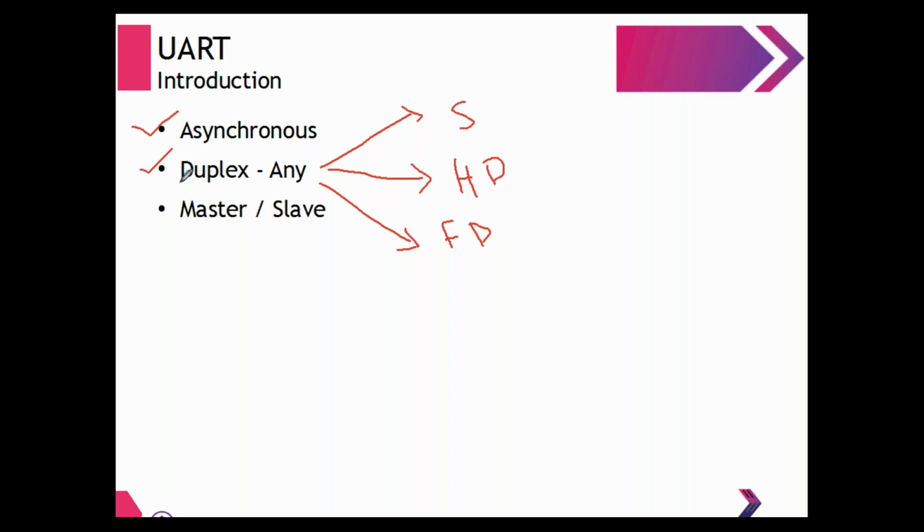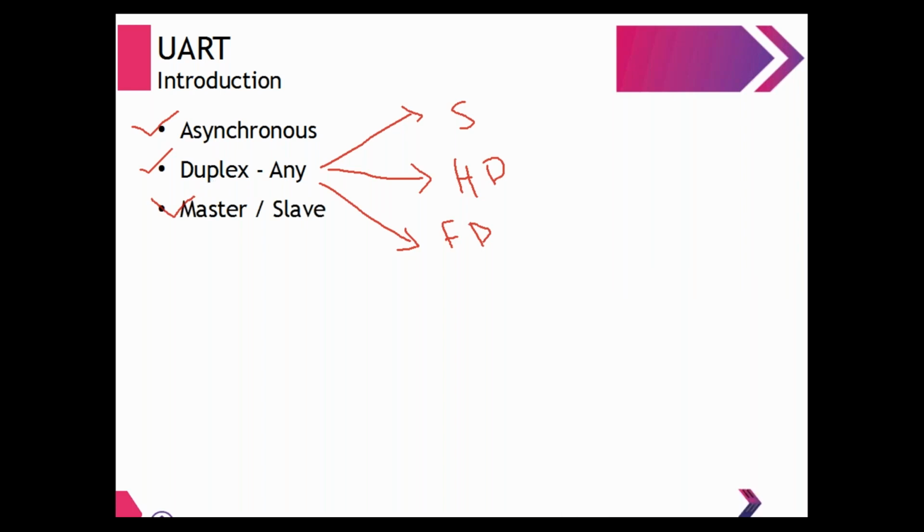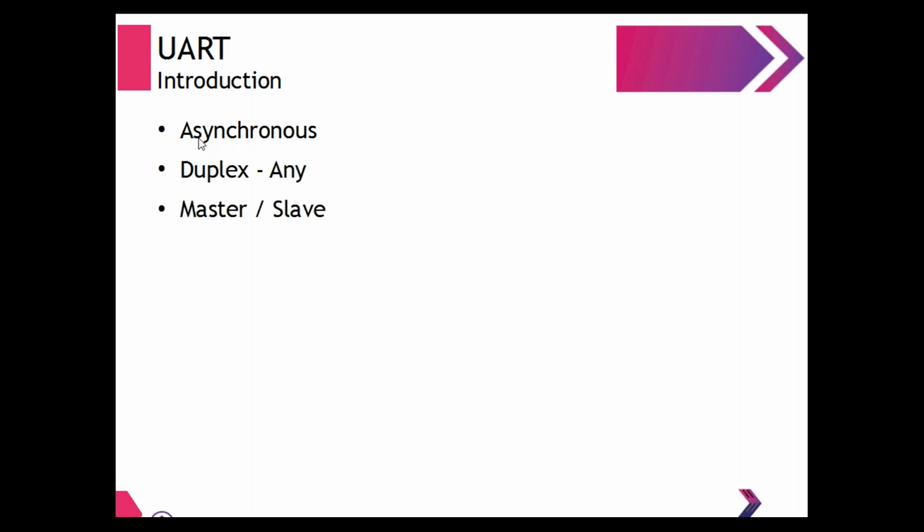Okay, and then master slave. We don't use the term master slave for the UART. Instead we use the terms host and device. Host is the one which controls the device by sending all the commands. So instead of master slave we say host and device. Usually this UART protocol is used for point to point communication.